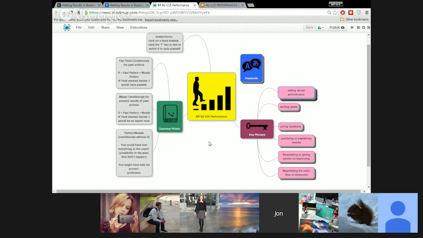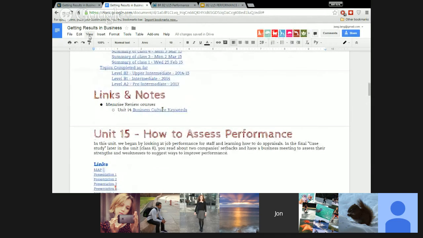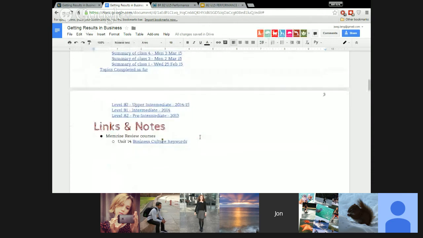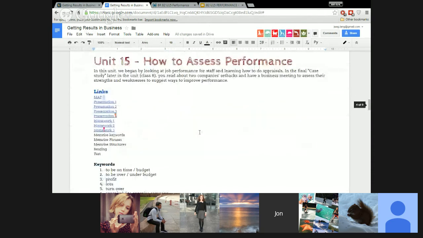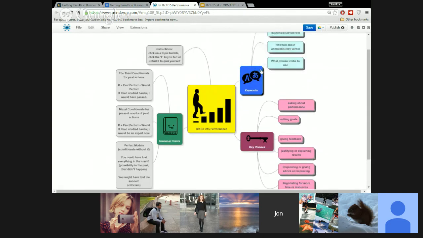As we do this, you can always go back to your mind map, which you will find here on page 4. If you want to open it, you go to page 4. When you open it, it looks like this. And you can use these key expressions proactively. If you want to review them, they're there. Our key words I'll be looking for as we do this are above.